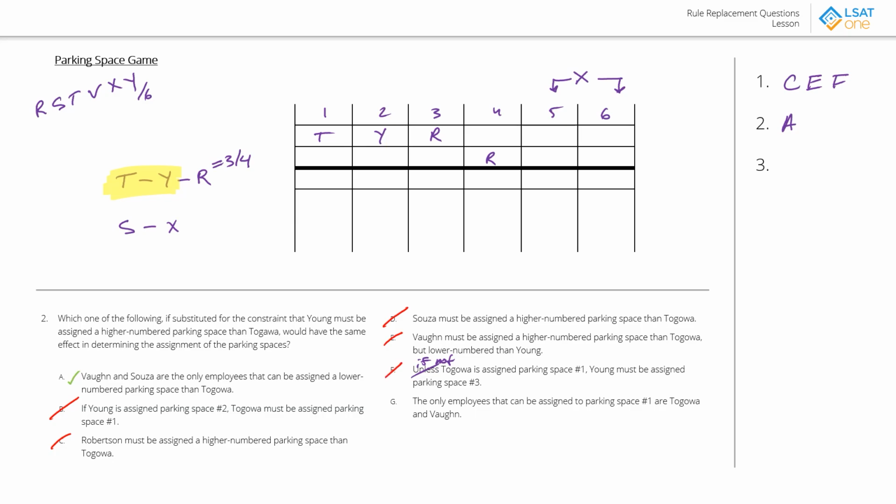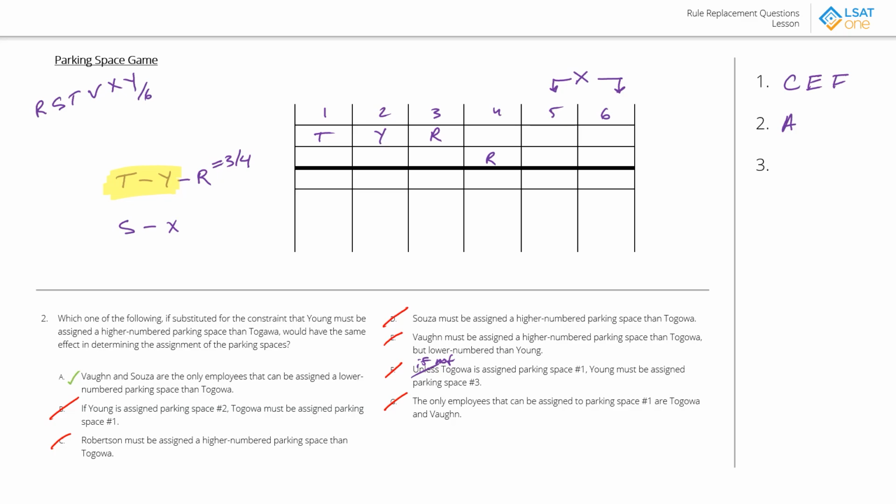Answer choice G, the only employees that can be assigned parking space 1 are T and V. Now, this didn't actually have to be true, did it? Because when you say that the only people who were in 1 are T and V, S could have gone into position 1 as well. So this never had to be true, which is a good enough reason to get rid of answer choice G.